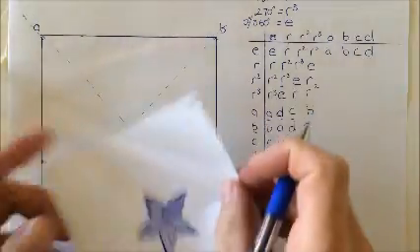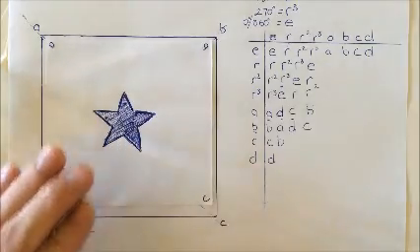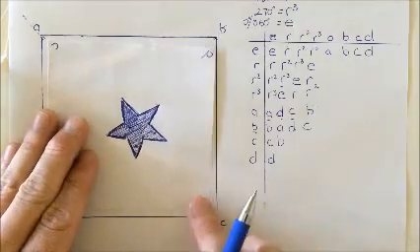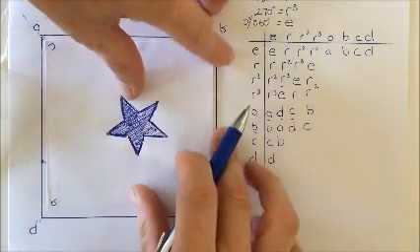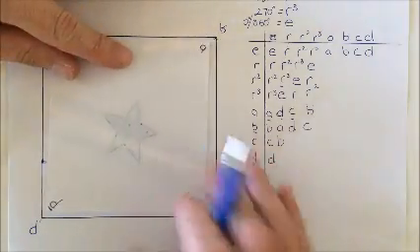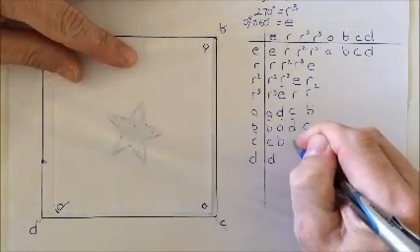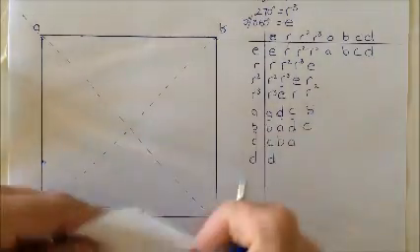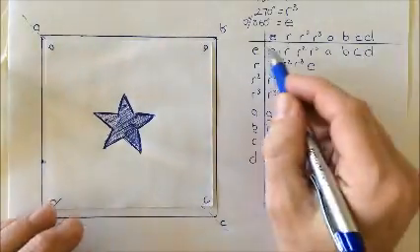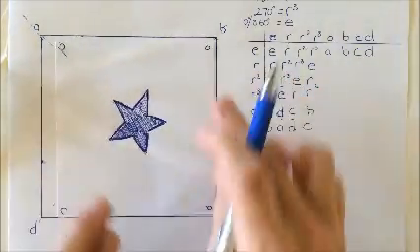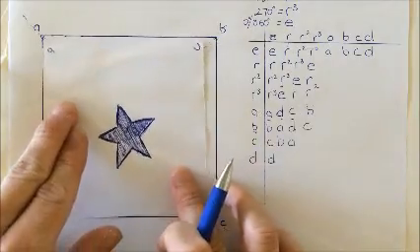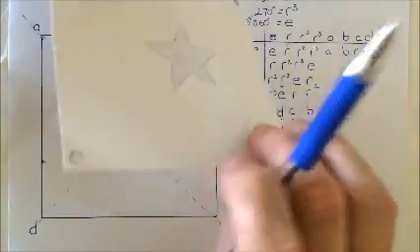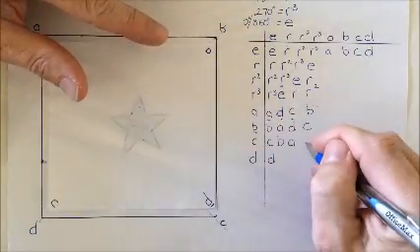Reset. Always remember to reset. Rotate twice. 1, 2. Flip along the C-axis. Or reflect. Our value is A. Reset. Rotate 3 times. 1, 2, 3. Flip along the C-axis. Our value is D.